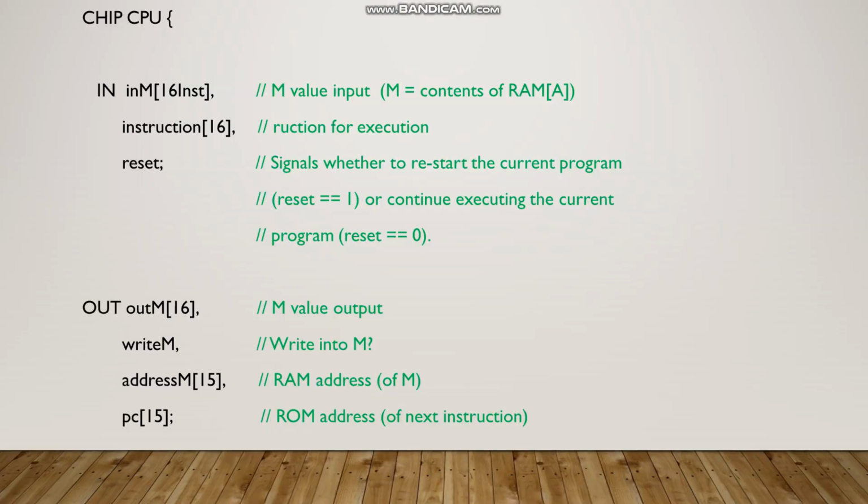We have the header section that specifies the CPU interface. It consists of the chip name and the names of its input and output pins. Since we are implementing the CPU chip, the chip name that we are going to write for this code is CPU. As shown in this code, the input pins of the CPU will consist of 16-bit inM, 16-bit instruction, and reset. On the other hand, the output pins of the CPU will consist of 16-bit outM, writeM, 15-bit addressM, and 15-bit PC.